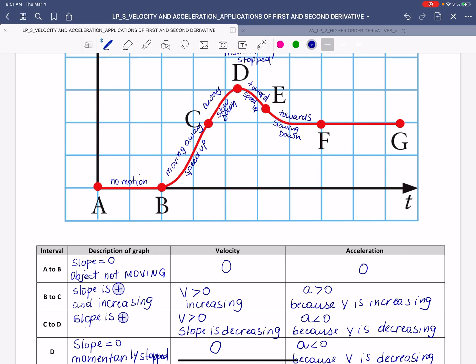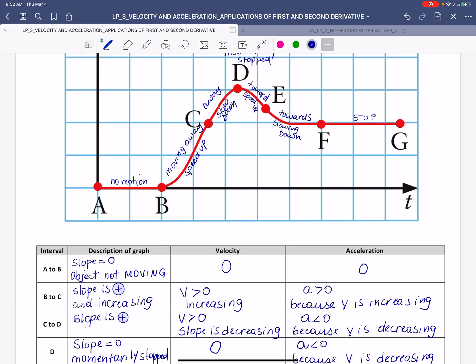And from F to G, position is not changing, velocity is not changing, and obviously the acceleration is zero as well. So velocity is zero and acceleration is zero because position hasn't changed for the whole interval. So the object has come to a stop.